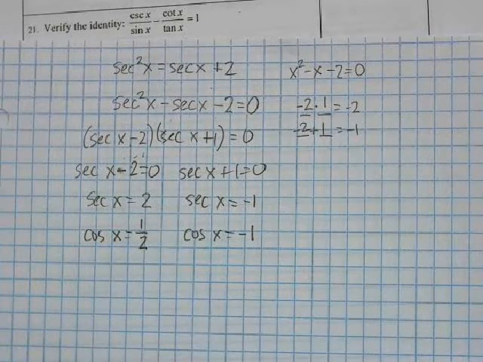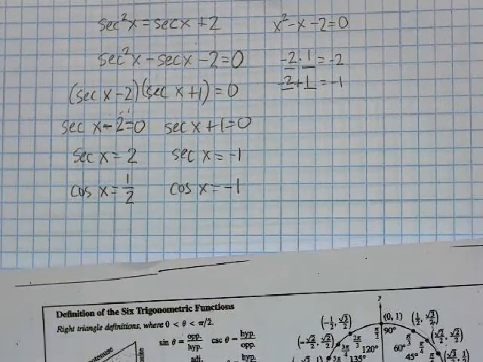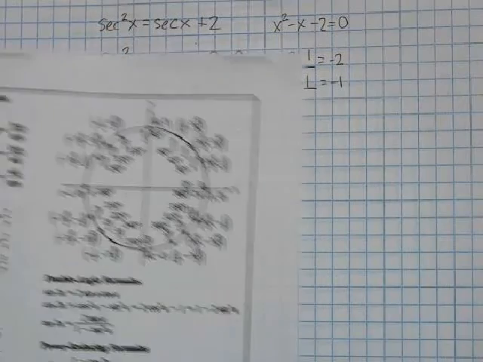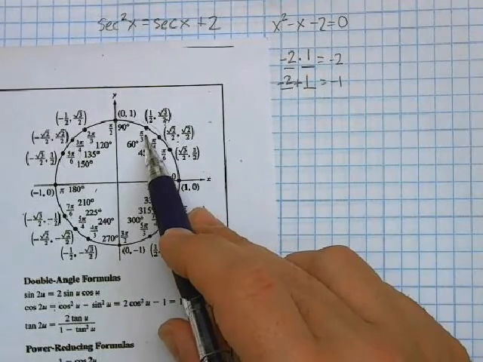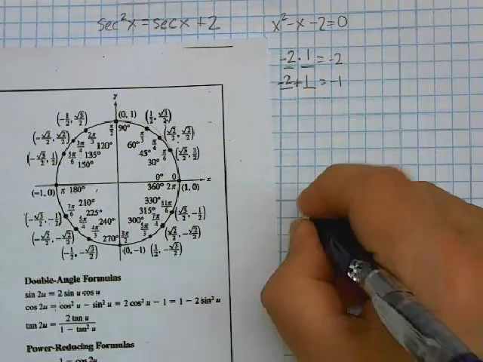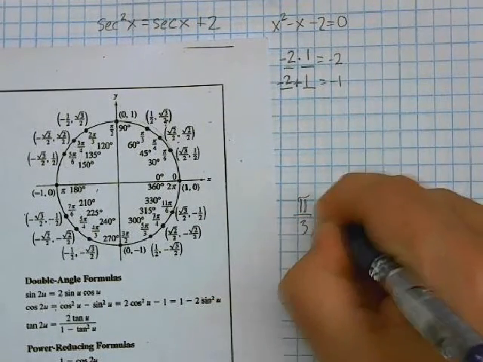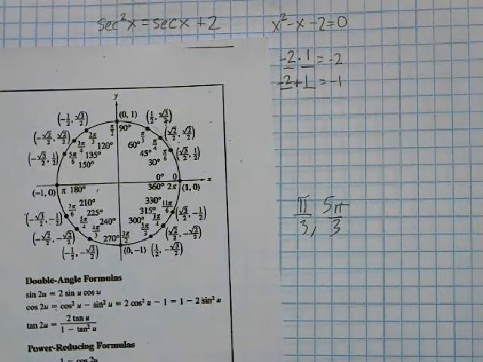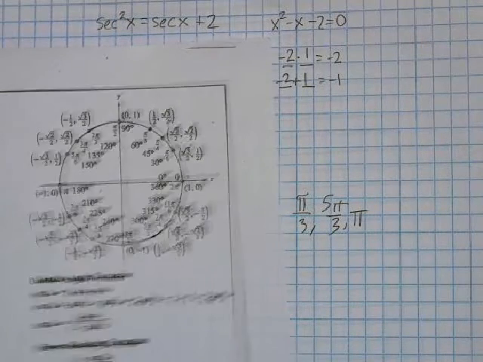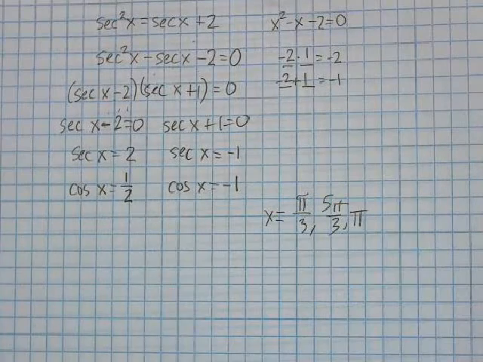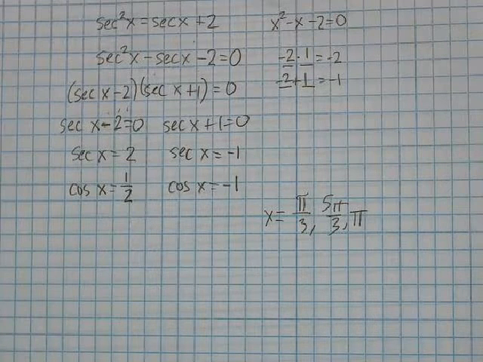So now I'm going to look on the unit circle, and I'm looking for x values where cosine is either 1/2 or negative 1. So for 1/2, I see pi over 3 and 5 pi over 3. And then for negative 1, I see that it's at pi. So those are the three solutions in the interval from 0 to 2 pi. If I ask for the general solution, then you just add plus 2 pi n to each of those three solutions.